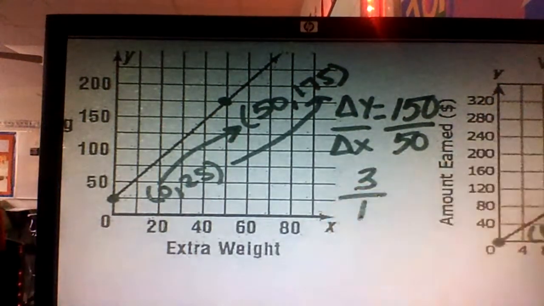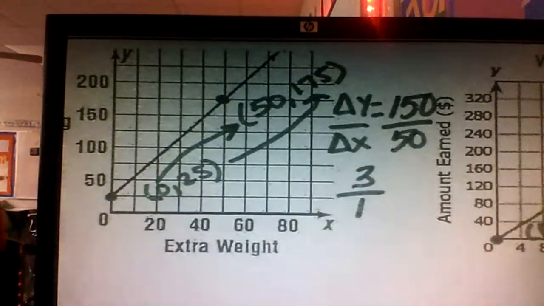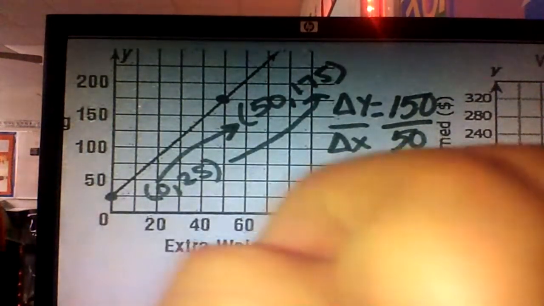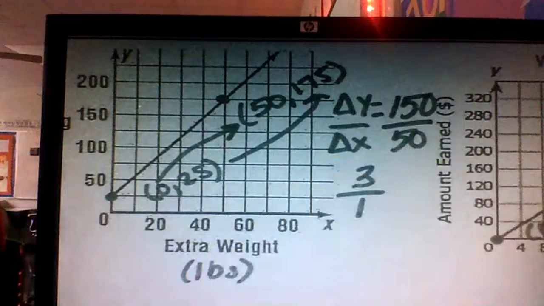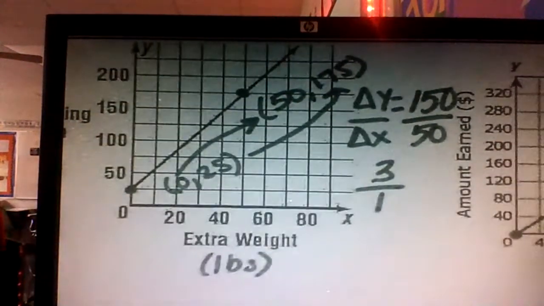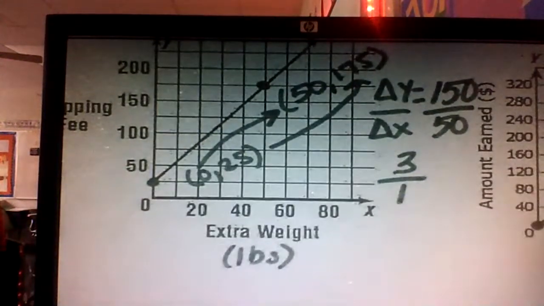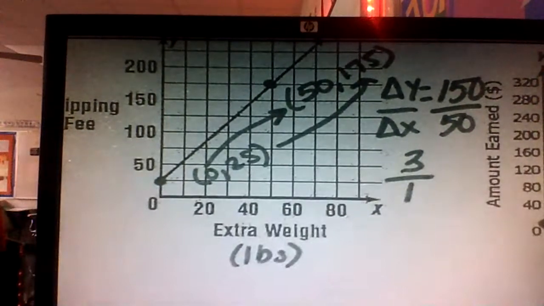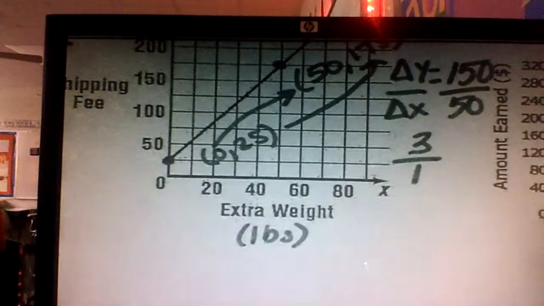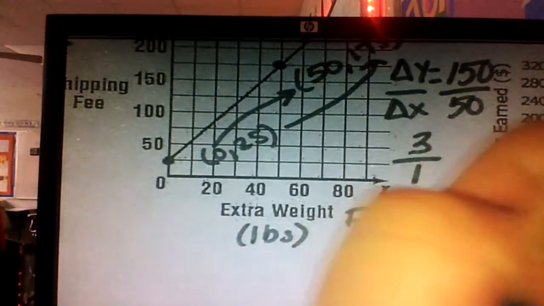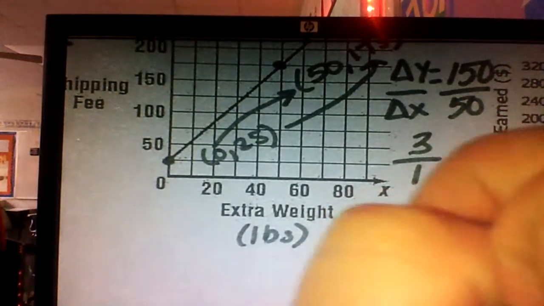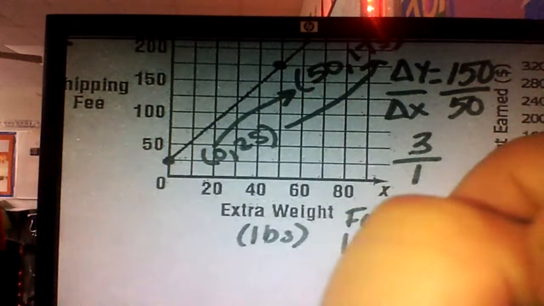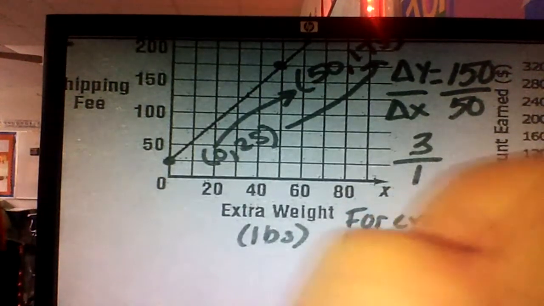3/1. What does that mean? I'm assuming that's in pounds. So every pound, we're charged what? $3. Okay, so for every pound, we are charged $3.